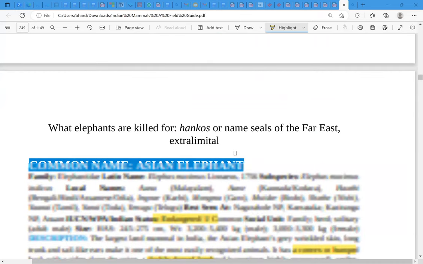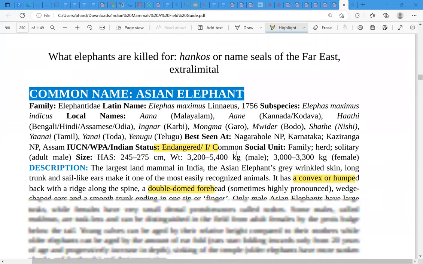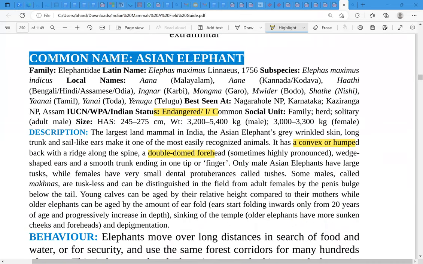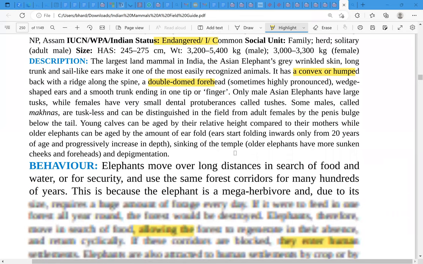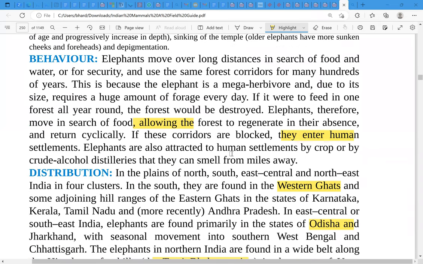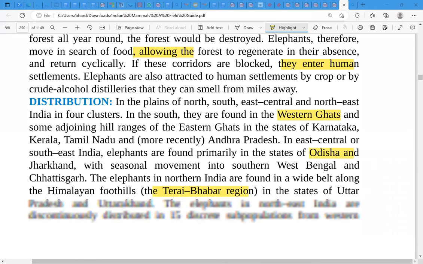So Asian elephant is the common name. The species' IUCN status is endangered, and it has a convex or humpback, as I mentioned, with four nails. Behavior I have already discussed. It can even communicate infrasonically and it can enter human corridors. They come back also, but that is a huge issue.